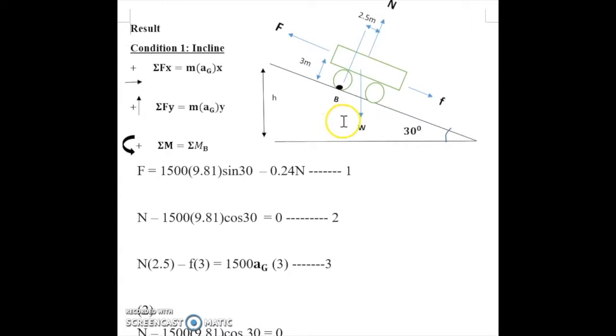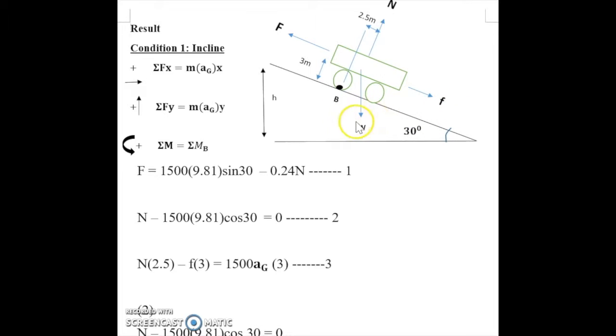When we meet this problem, we will solve it in 3 ways, because as you can see, this is the x-axis and this is the y-axis. We'll solve it with the x-axis, the y-axis, and also the moment that causes it to rotate about point B. First we'll start with the x-axis. On the x-axis, there are 3 forces acting. The first one is small f, the second one is W.